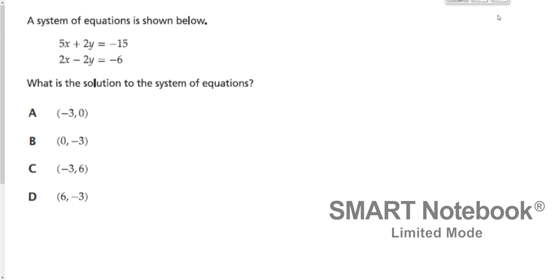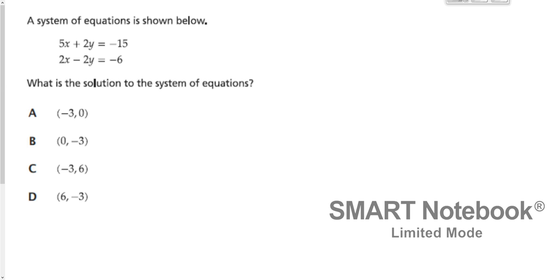So here's a system of equations, and it tells you to solve it. Remember, we're looking for the coordinate that is a solution to both of these. We could graph these, but first I would have to rearrange them into slope-intercept form, and that seems like it's going to be a lot of work. And you have to hope that the numbers work out really nicely, which I'm not even sure they do.